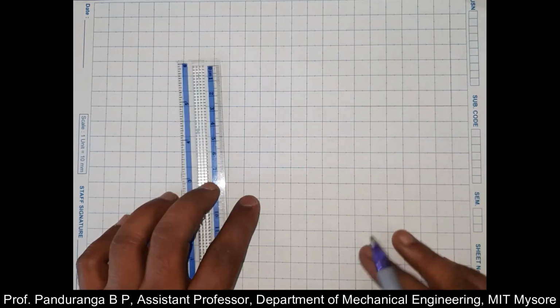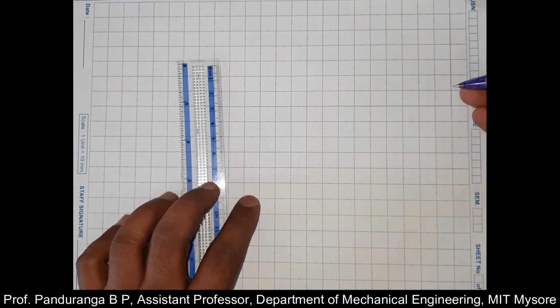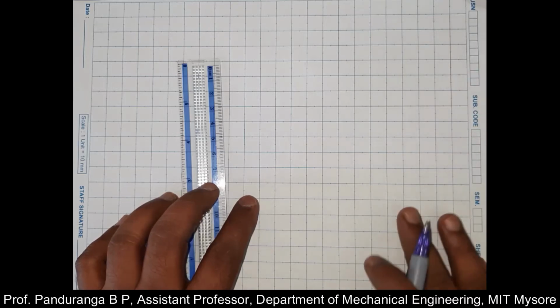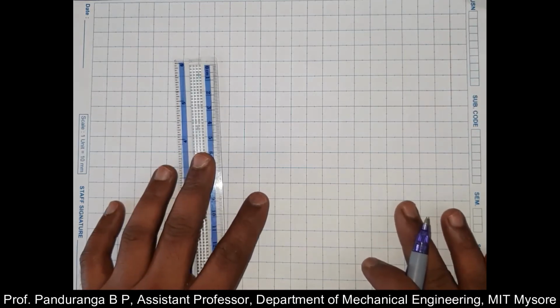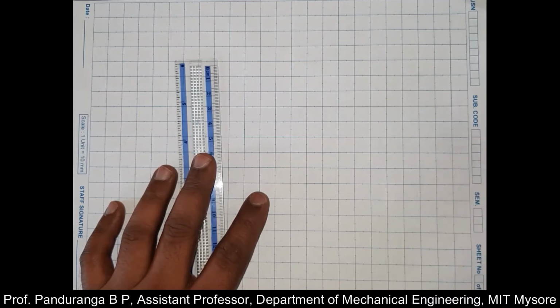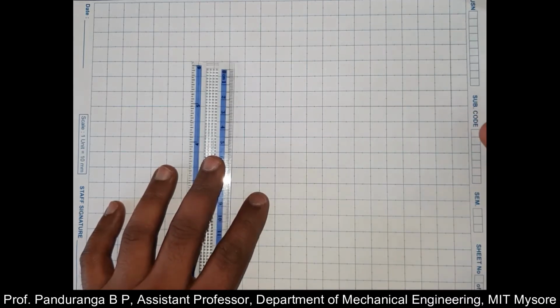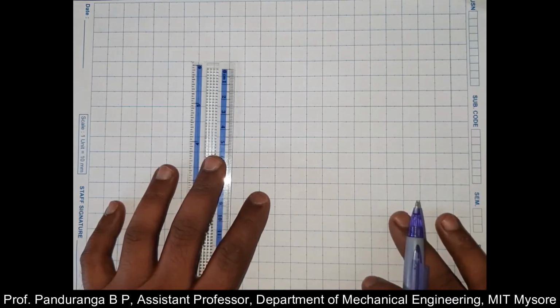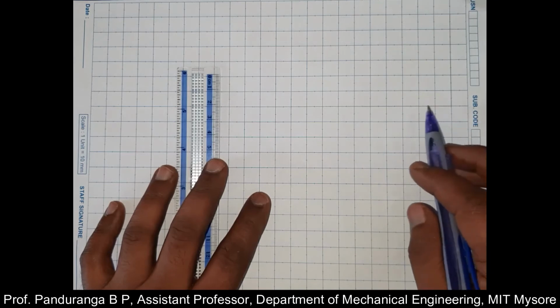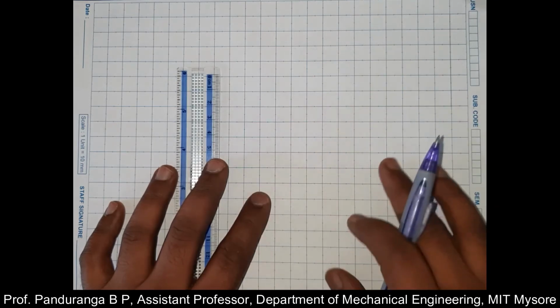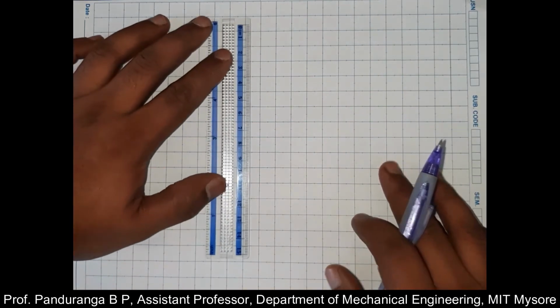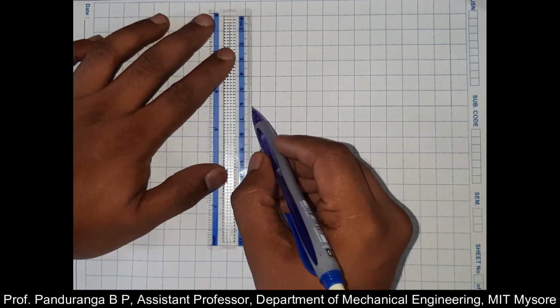So you don't have to really use scale to measure the dimension, that is if it is 60, 65 or any other values. If it is 61 millimeter or 62 millimeter, then you may have to use scale. If it is 60 millimeter or 65, 100 millimeter or 125 millimeter, you don't have to use scale, you can just count it. But for drawing these lines, we need scale. Now I'll complete this.